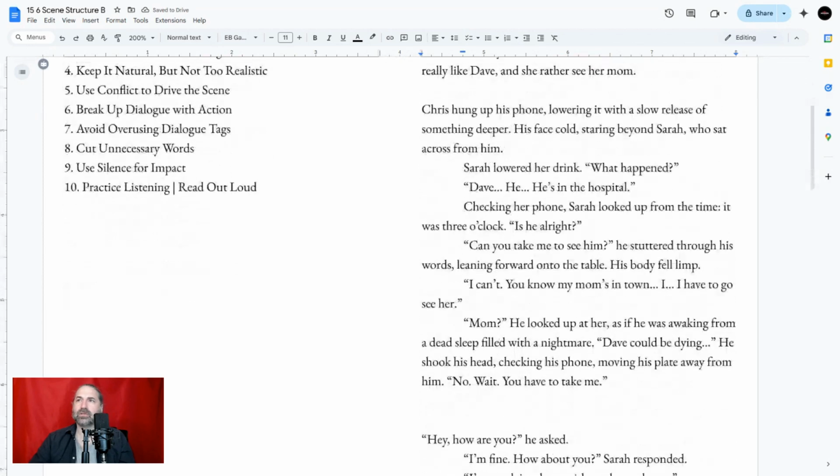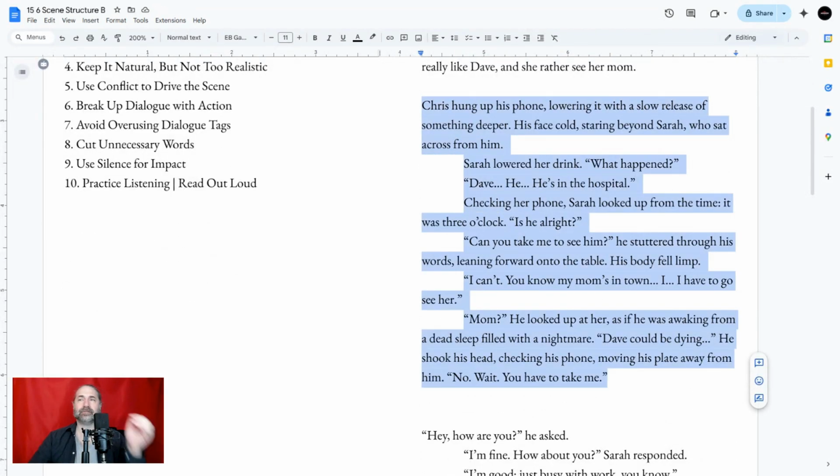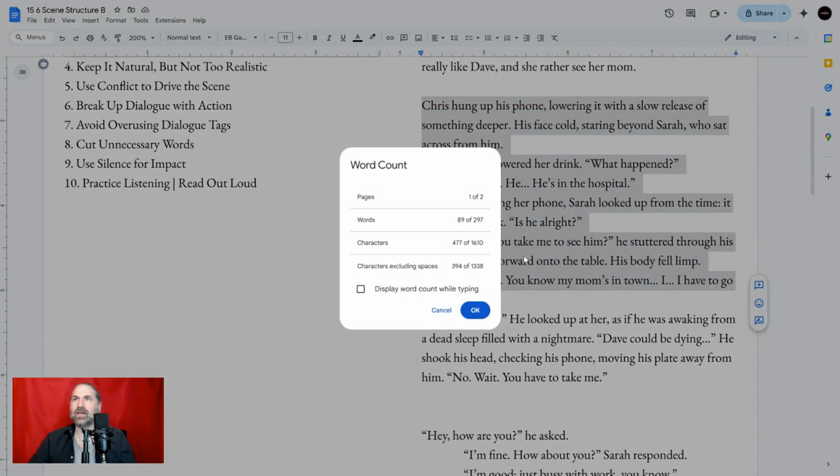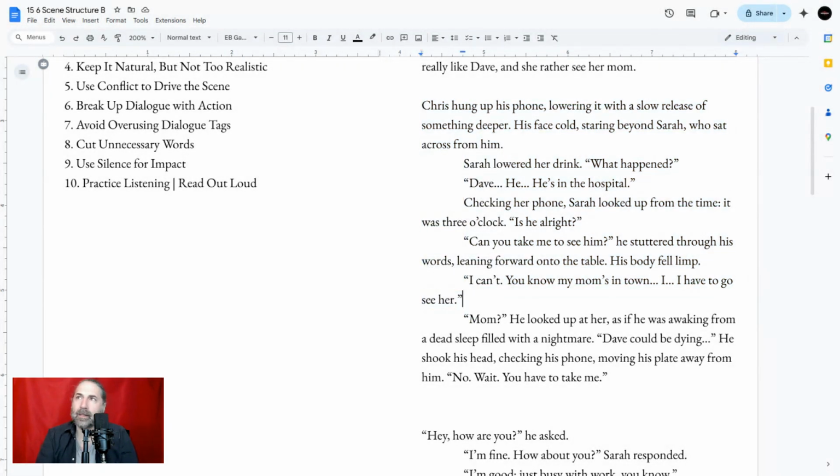Okay. Dialogue should have a purpose. So the purpose is that we are informing that we're right into it. Dave was in an accident, or more importantly, he's in the hospital. Sarah's mom arrived. Within 89 words, we already know the situation. We know that Dave is in the hospital and Sarah's mom is home. We also know that she has to pick him up, and we know that Chris wants to get to the hospital.